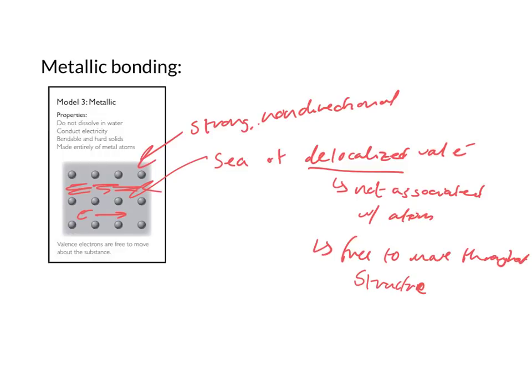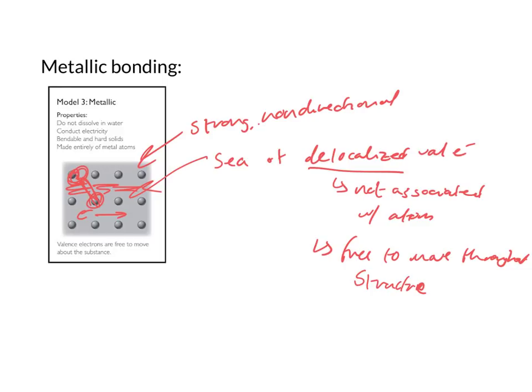It doesn't matter what metal ion is next to what. If I rearrange the structure and I put this metal next to this ion, nothing changes. The force of the metallic bond doesn't change because of the nature of these delocalized valence electrons. So it's a strong but non-directional bond, which means that they're going to be bendy.